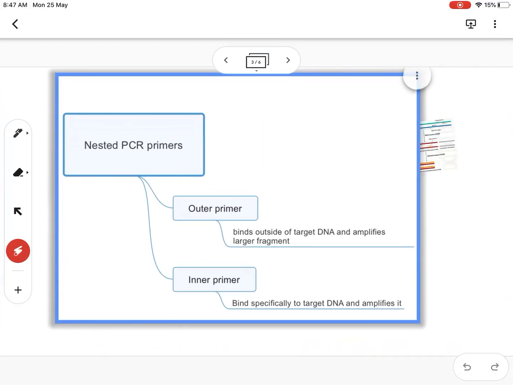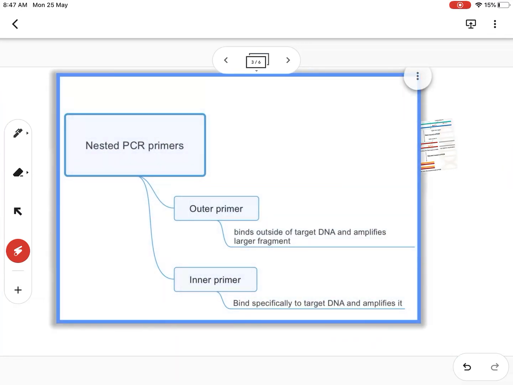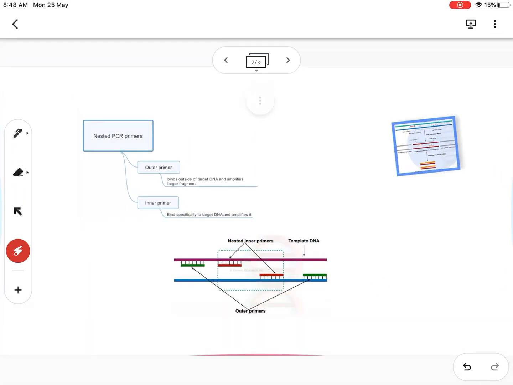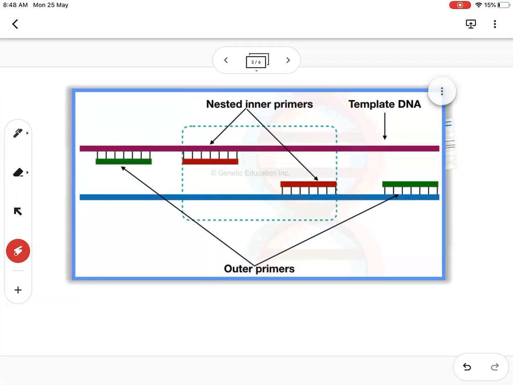The outer primer binds to the target DNA and amplifies a larger fragment, whereas the inner primer is very specific. It binds specifically to the target DNA and amplifies it. So two primers are there, outer primer and inner primer. The name gives you an idea that the outer primer binds at the outer sides of the target DNA.